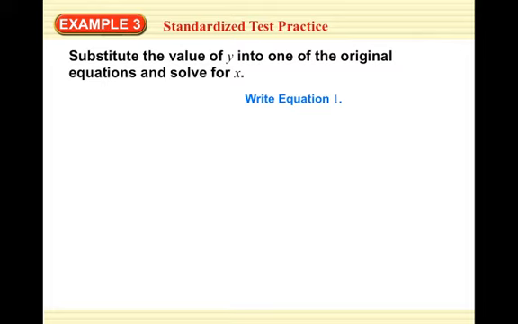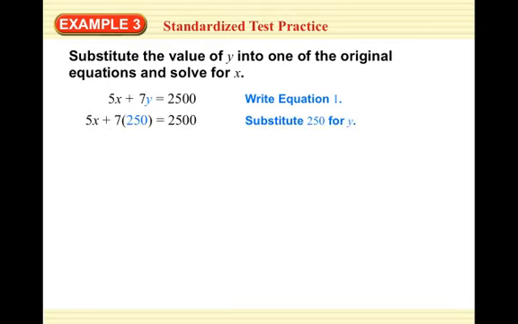Okay, we're going to substitute the value of y into one of the original equations and solve for x. So 5x plus 7y equals 2,500. Again, it doesn't really matter which equation you plug into. When one's not obviously easier, so that you're not sitting there trying to make up your mind, just go with equation 1. So we're going to substitute 250 for y. So we've got 5x plus 7 times 250 equals 2,500. So 7 times 250 is 1,750.